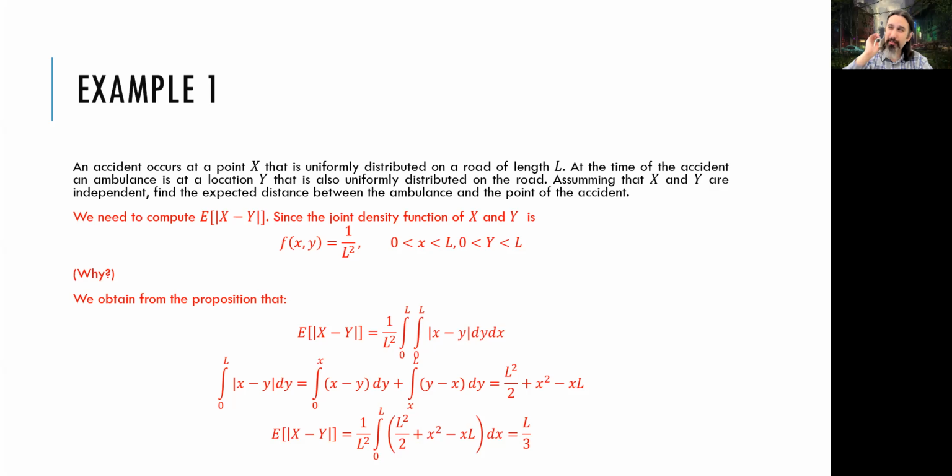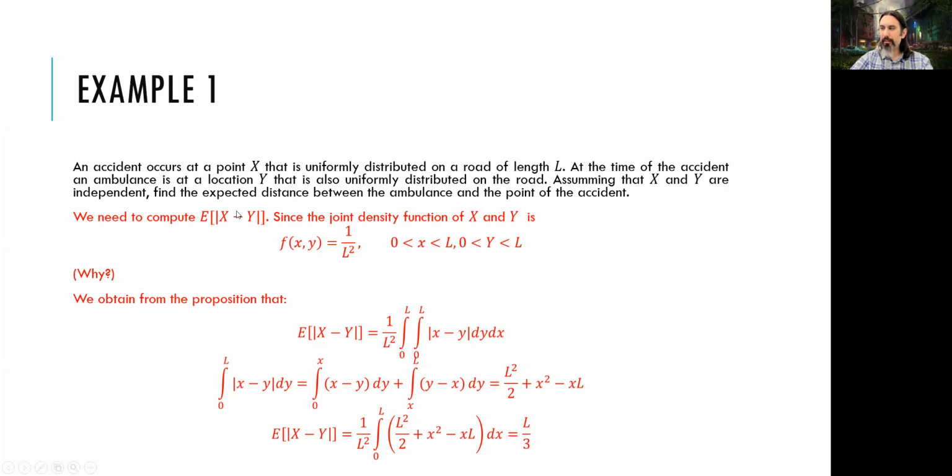Now the thing is, as they are independent, their joint PDF in this case is going to be the multiplication of their own PDFs. And as they are both uniformly distributed over 0 to L, their PDF is going to be 1 over L for both of them. Hence, the joint density function is going to be 1 over L squared, as you can see here. And then the value we are looking for, the distance between the accident and the ambulance, is going to be calculated with the absolute value of x minus y.